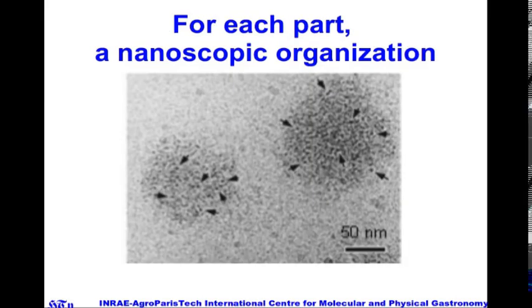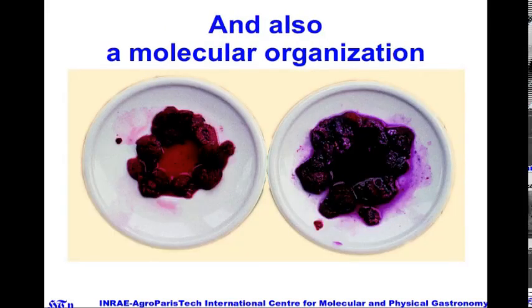For example, in this picture, you see the casein micelles of milk. Indeed, casein micelles is not the right term because it's not only caseins, which are proteins, but also calcium and phosphate. Anyway, these are objects at nano scale, and of course, if you go deeper, you see a molecular organization.